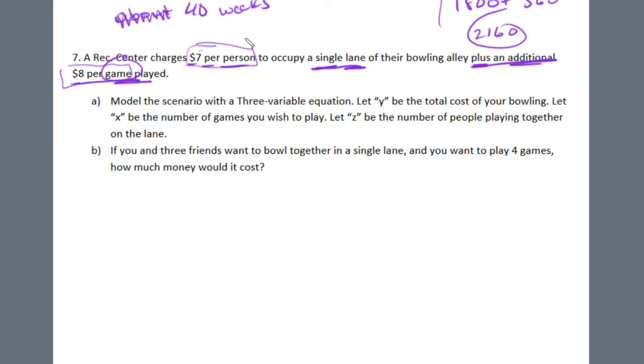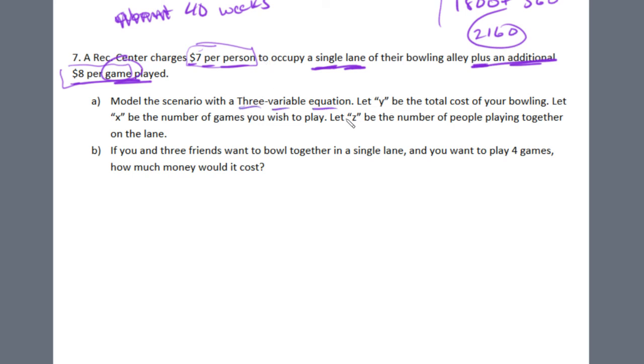Another thing to say is that it's not that each person has to pay $8 per game. Each person can occupy one lane, and then based on how many games are played, that's times 8. Right? So it's not that each person is paying for their own game. They're all sharing in the game's cost. Right? So model the scenario with a 3-variable equation.